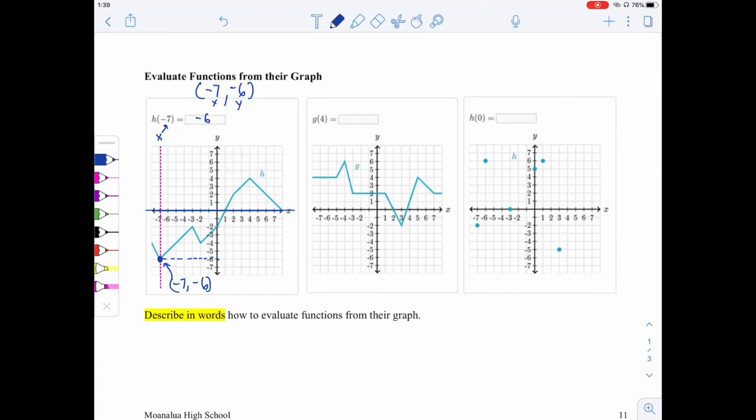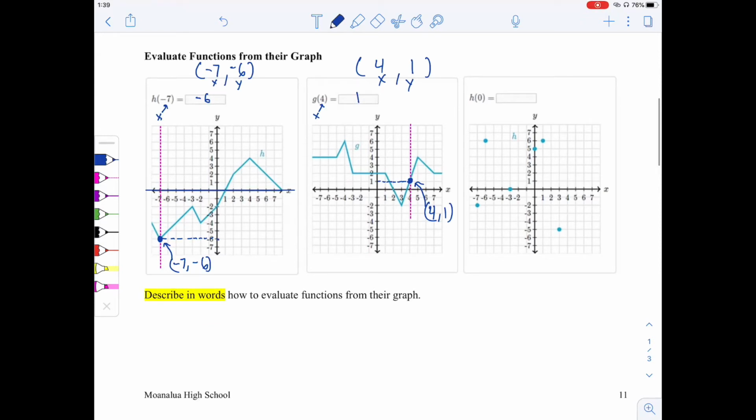For the next one, g of 4, again our input value is 4, so this is our x value. We find the ordered pair when x is 4. We go to our graph. Here's 4, and we look at where it intersects right here on our line. Then we go across, and that is when y is equal to 1. So this ordered pair is when x is 4, y is 1. So 4, 1, that's our x, y. So we put in 1 there.